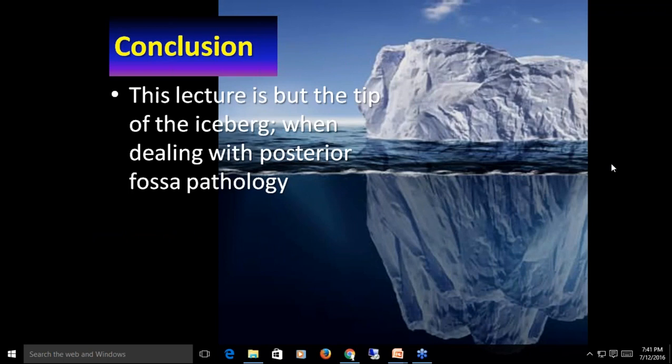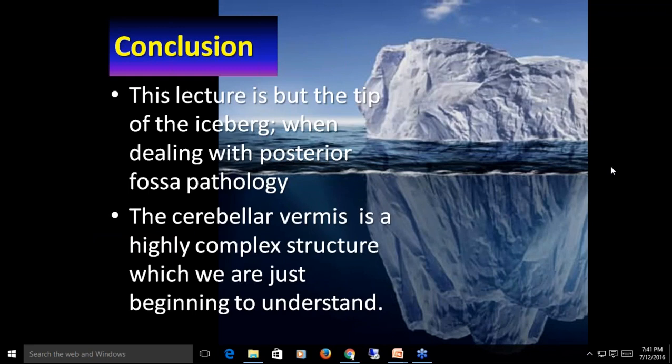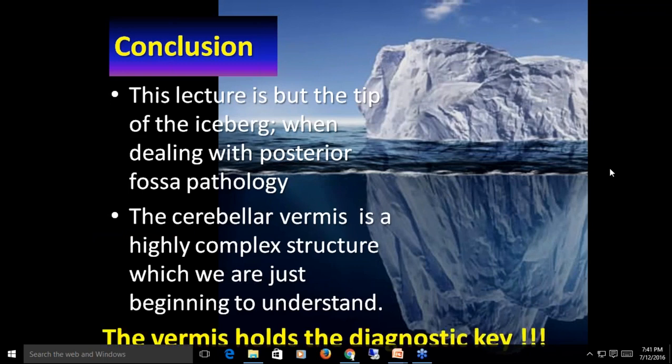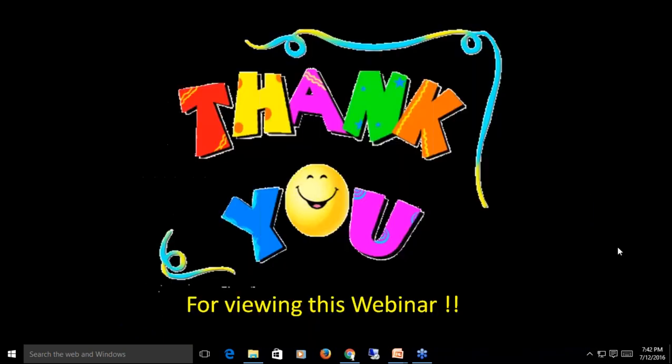So, in conclusion, this lecture is but the tip of the iceberg when dealing with posterior fossa pathology. The cerebellar vermis is a highly complex structure which we are just beginning to understand. The vermis holds the diagnostic key.